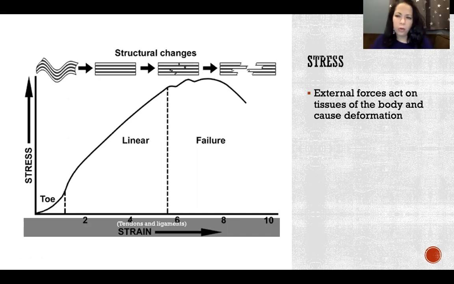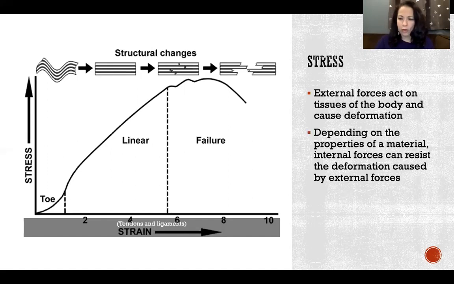When we have external forces that act on the tissues of the body and cause deformation, as we know, there are equal and opposite reaction forces for every force. So when an external force acts, the tissue responds with an equal and opposite force opposing it. That is the stress. Stress occurs in the tissue because an external force acted on the tissue. So the stress is the response, it's the opposing force applied from the tissue back in the opposing direction.